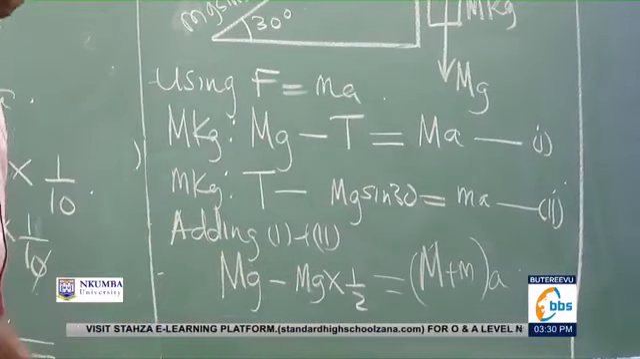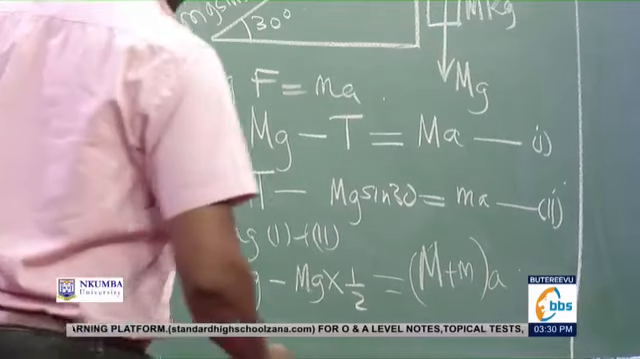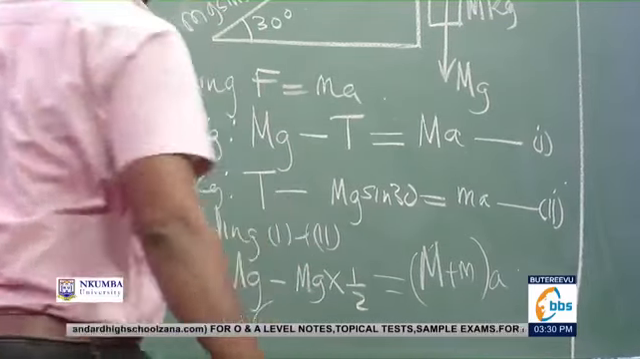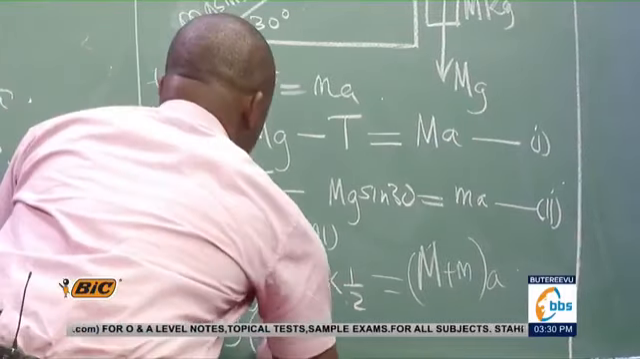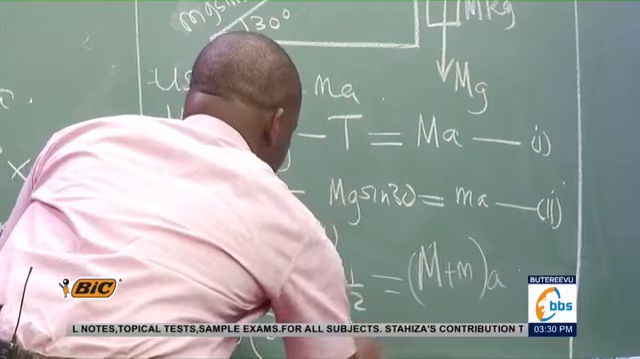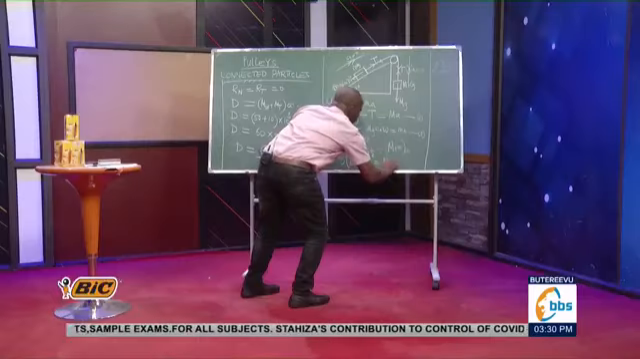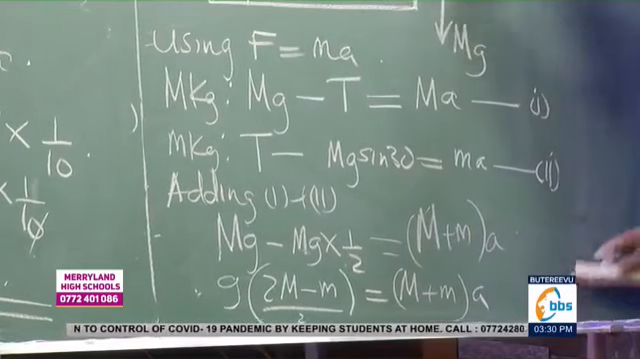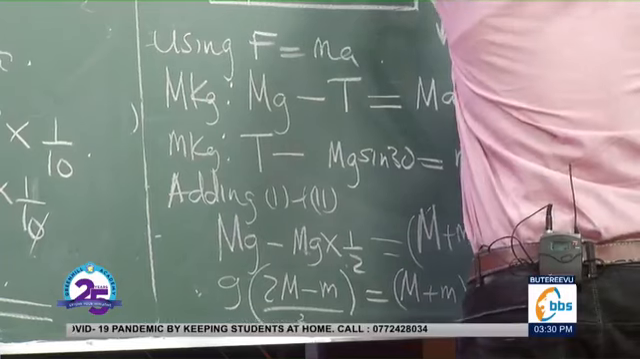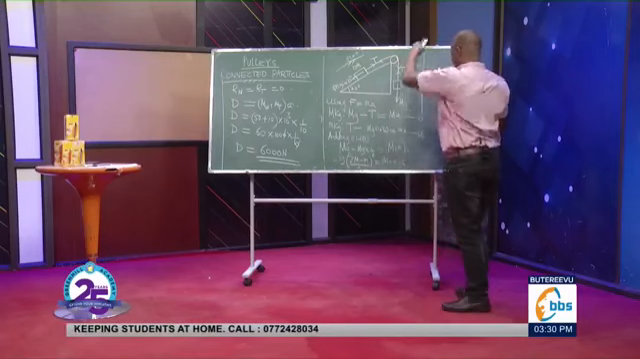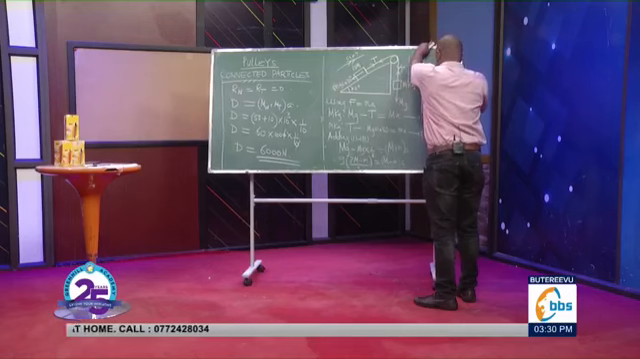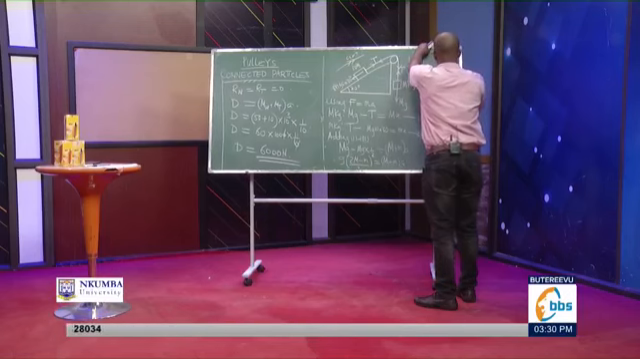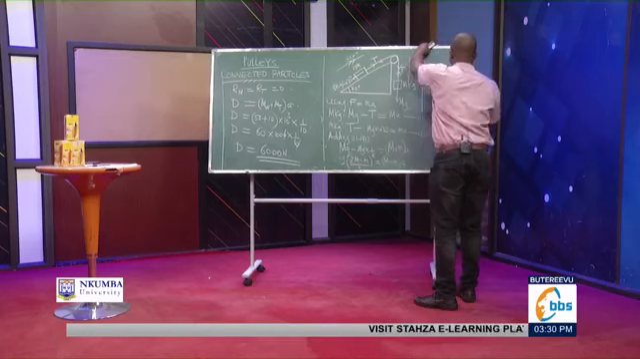These m's are different, remember? They are different, but they have a common g. So if we factor out the g and take this as the LCM, I'll get 2 capital M minus small m all over 2 should be equal to capital M plus small m times A. And finally, I can get my acceleration expression as 2M minus small m into g over 2 into M plus small m. That will be the acceleration.